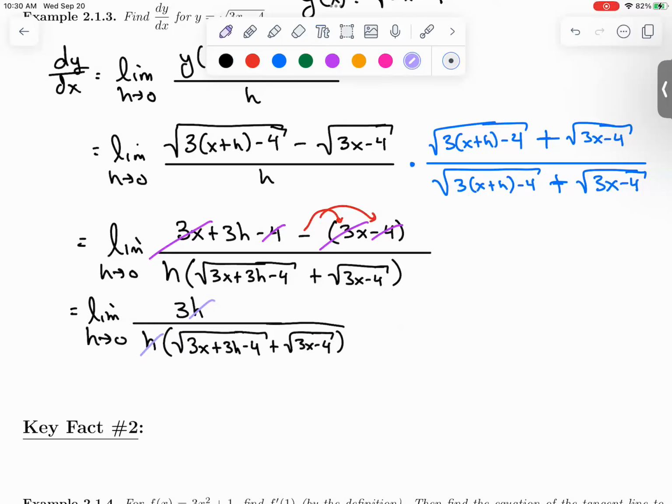And so now that the h has been canceled, I could plug in 0 for h and drop the limit sign. And write that this is going to be 3 divided by the square root of 3x minus 4 plus the square root of 3x minus 4. And so, oh, yes. Go.